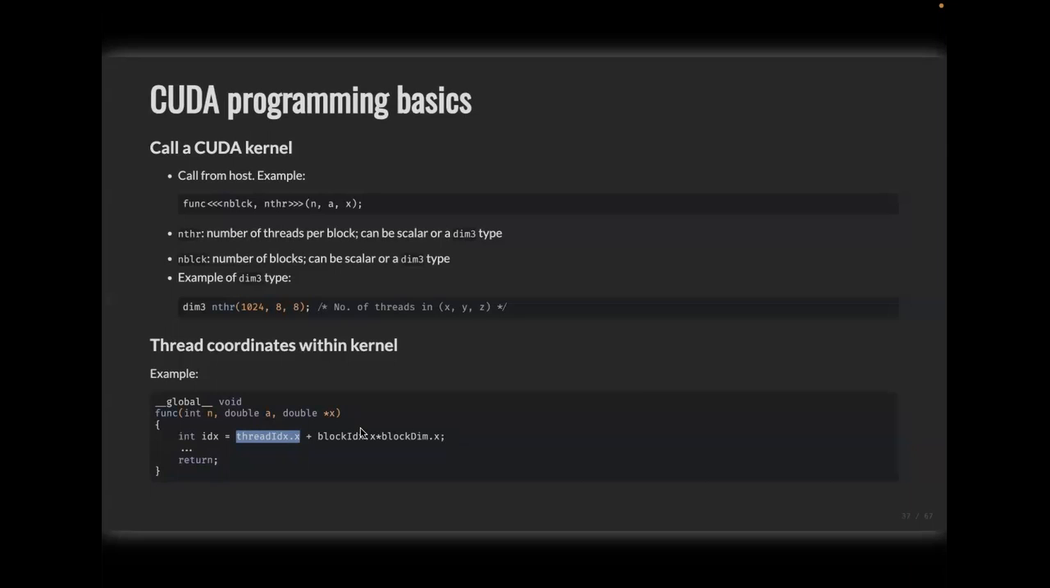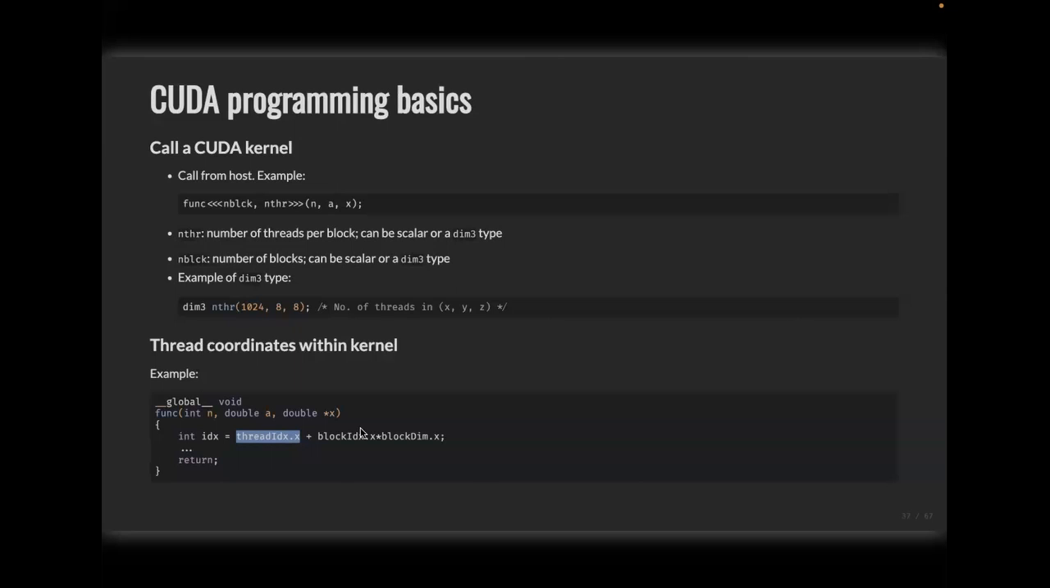Okay, so I specified n block to be 2. Is that what I said? 2 or 3? Yes. And n thr to be 3. So what that means is that this is a block. I have 2 of them, and I have 3 threads per block. Okay, so there is a variable called threadIdx.x.